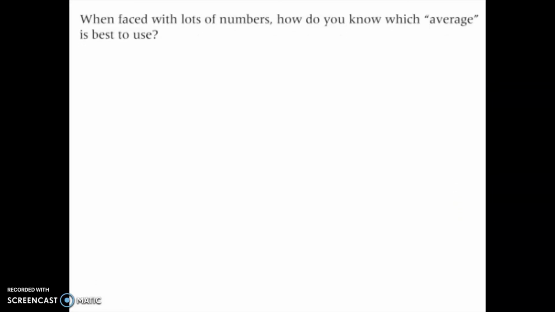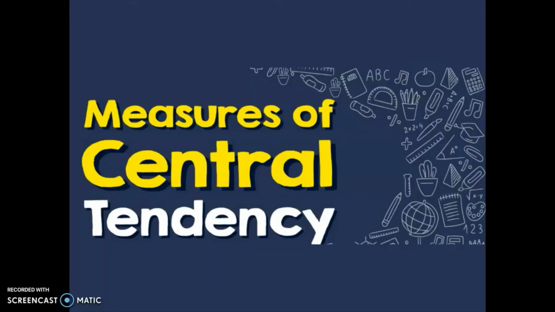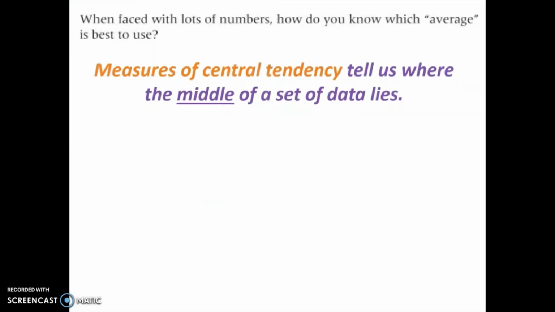Let's begin here with this question. When faced with lots of numbers, how do you know which average is best to use? So this is the central question of measures of central tendency. Measures of central tendency are all about finding a number that can represent the average or middle of your data set. So let's look at that.